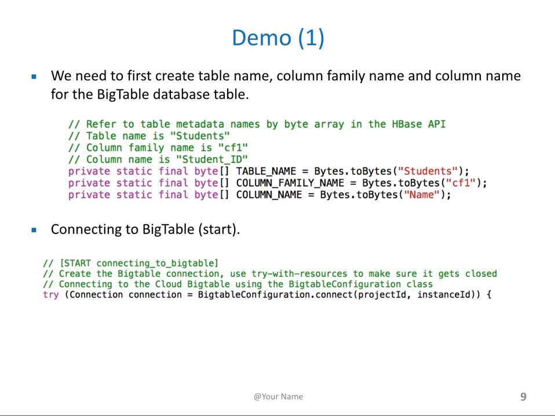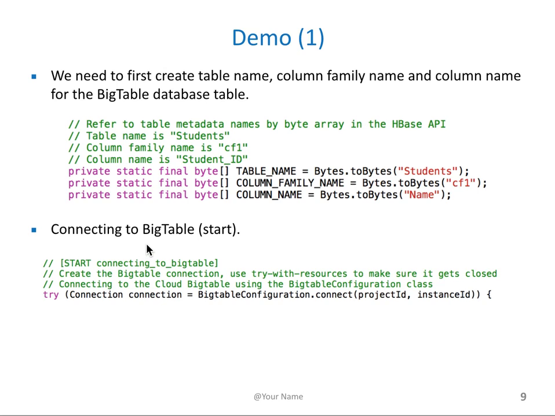So at this point we are going to discuss the demo with my code snippets. We need to first create the table name, the column family name, and the column name for BigTable. Right, and it's done here. Our table will be called students with the column family name CF1, it doesn't really matter, and the column name. So we have a table students, the column family name CF1, and inside of it we'll have the column name.